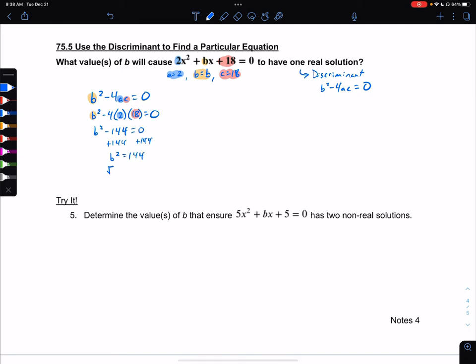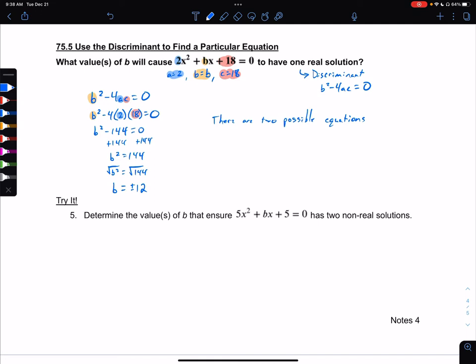And if I take the square root, 144 is a perfect square, so b is equal to positive and negative 12. So the question, what value or values of b will cause this equation to have one real solution? There's two possible equations, and both of them are based on b being either positive or negative 12.